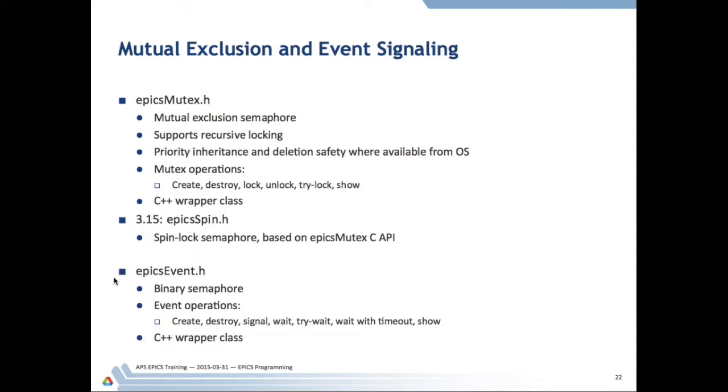For communicating an event between two threads, EPICS event provides you a binary semaphore and the usual sorts of create, destroy, and signal. You can wait forever for the semaphore to be set, or you can do a try wait, to say is it set, or you can also do a wait with timeout. So if it takes more than this period, it'll return early with an error. And then similarly, we have a semaphore show, and there's a C++ wrapper class associated with the EPICS event object.